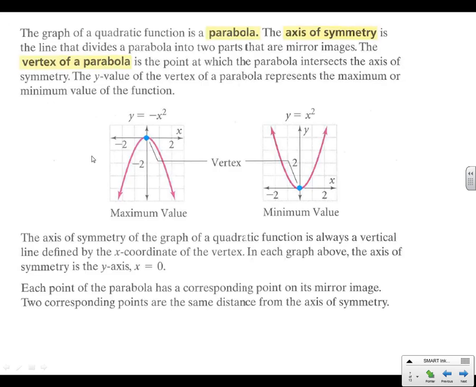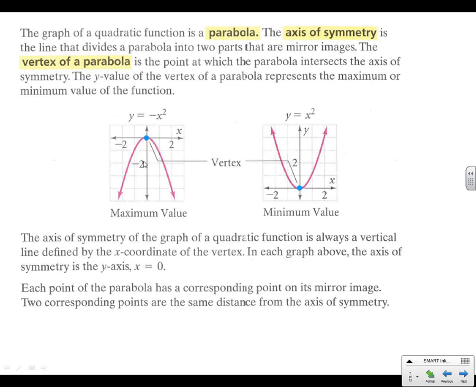All right, so let's look at the different pieces of a quadratic. The graph of a quadratic function turns into a parabola. So if we graph x squared, we get a parabolic shape, the nice U shape here. The first thing we have here is the axis of symmetry. Any parabola is going to be symmetric, meaning it mirrors itself to the left and right. The axis of symmetry is right down the middle.